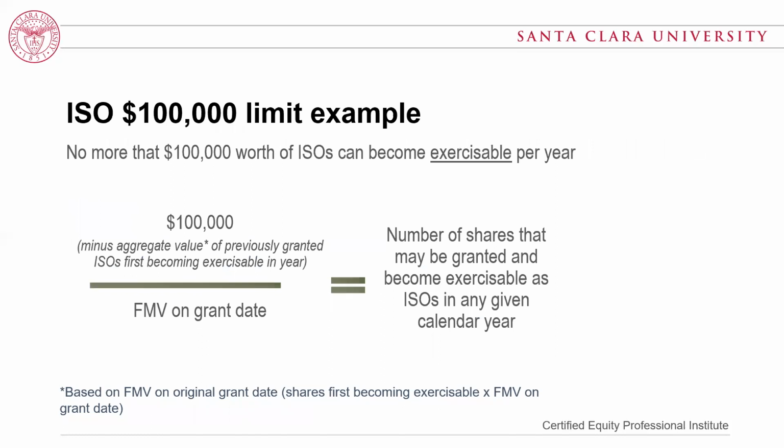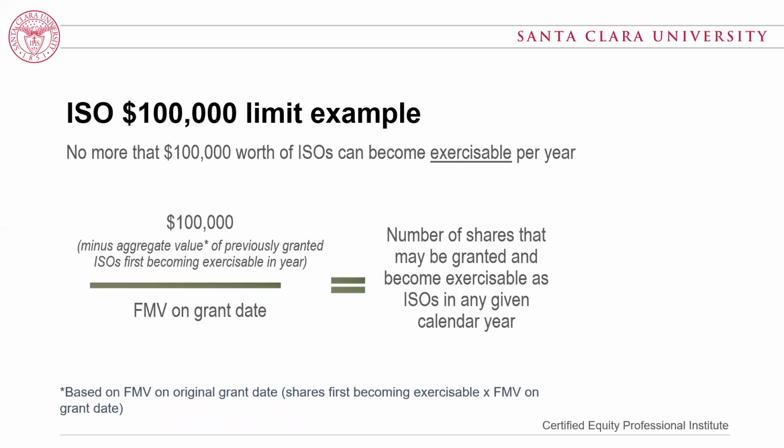So what else do they need to know before we talk about qualifying and disqualifying disposition? That's a great question, Pam, because there is one more very important limit around ISOs that we should discuss. That's the $100,000 limit, which says that no more than $100,000 worth of ISOs, and that $100,000 is valued based on fair market value on the grant date, no more than 100,000 can become exercisable in any 1 year. So let's look at an example of that.